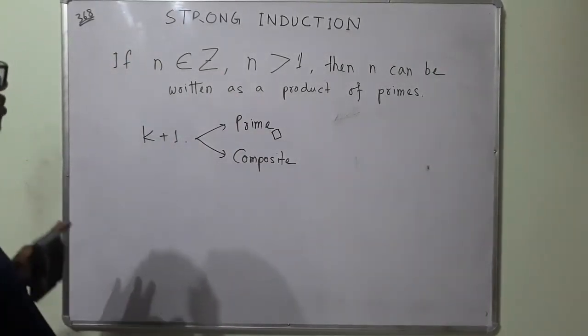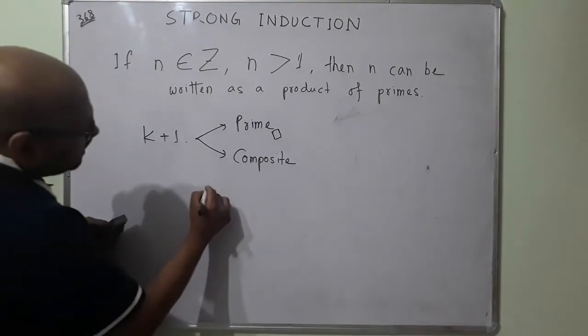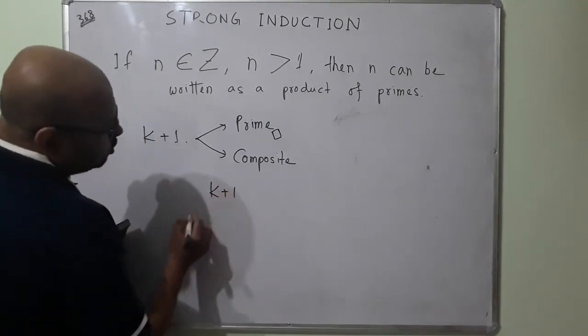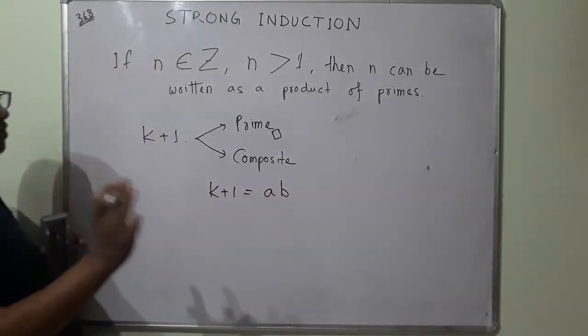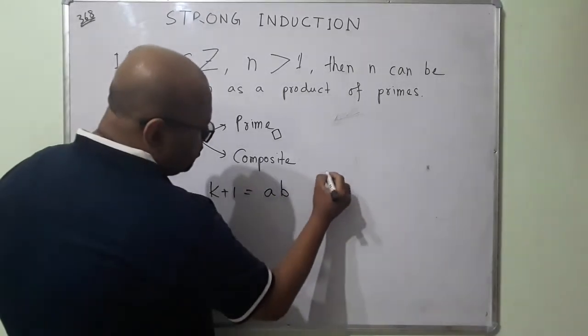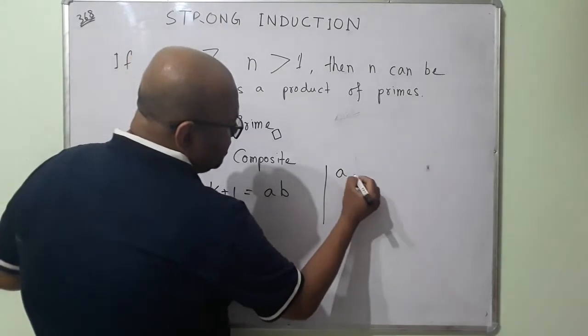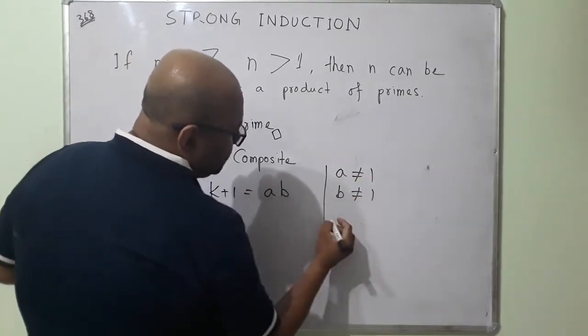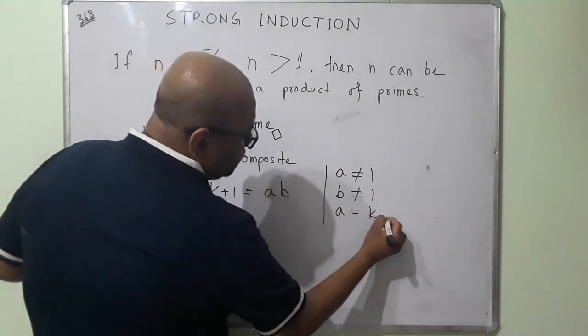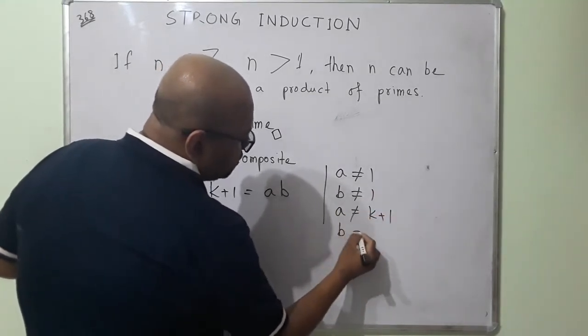Alright. If it is composite, what does this mean? If k plus 1 is composite, that means it can be written as a product of two numbers, a and b, where both a and b are not equal to 1, a is not equal to k plus 1, and b is not equal to k plus 1.